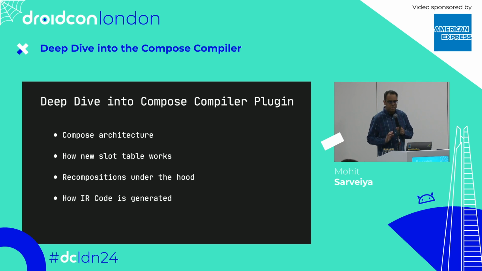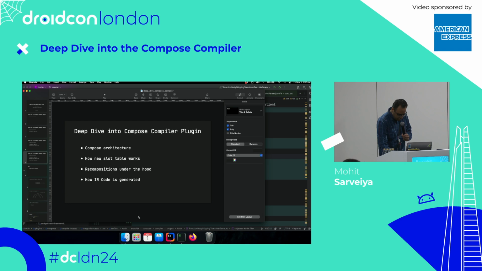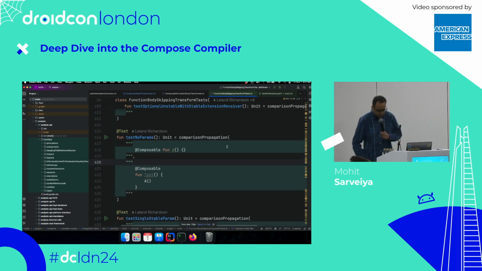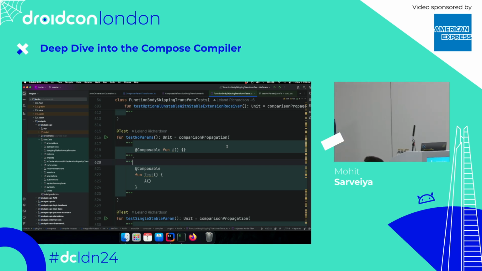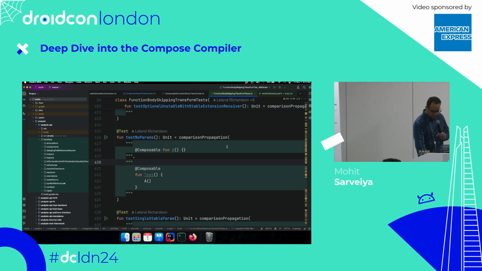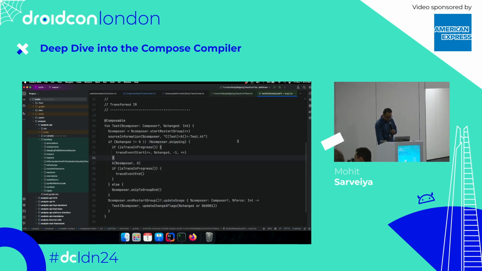Before I start, I want to give you a first sneak peek at what I'm going to be showing you. This is the Kotlin compiler source code, and this is an example of a test. Could everyone see this? Let me zoom in more. This is a test of a very simple composable function called test. It's calling another one. What the compiler plugin does is transform this code to look like this.